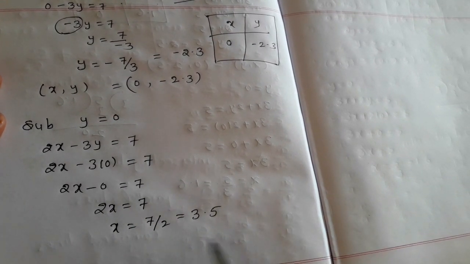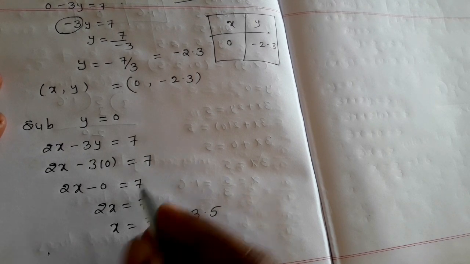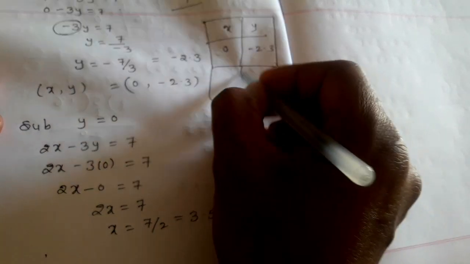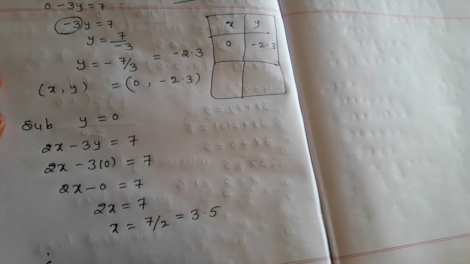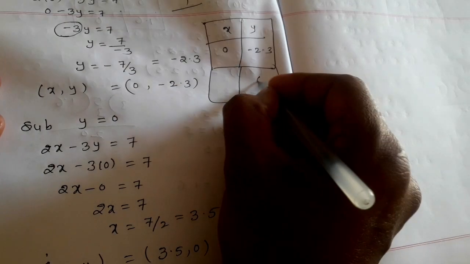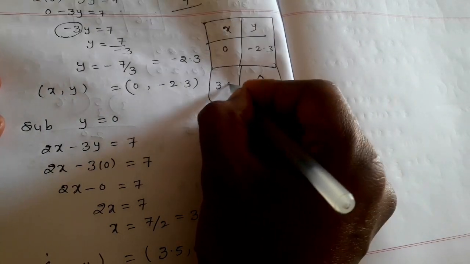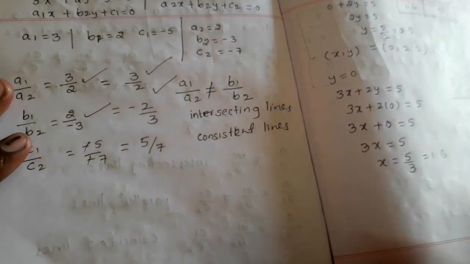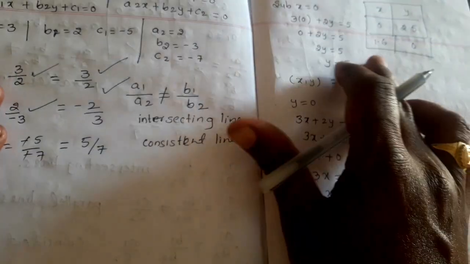So now here, what you will get? If I substituted y value 0, x value is 3.5. So y is 0, x is 3.5. So we got two line equations. Here are the points of the first line.